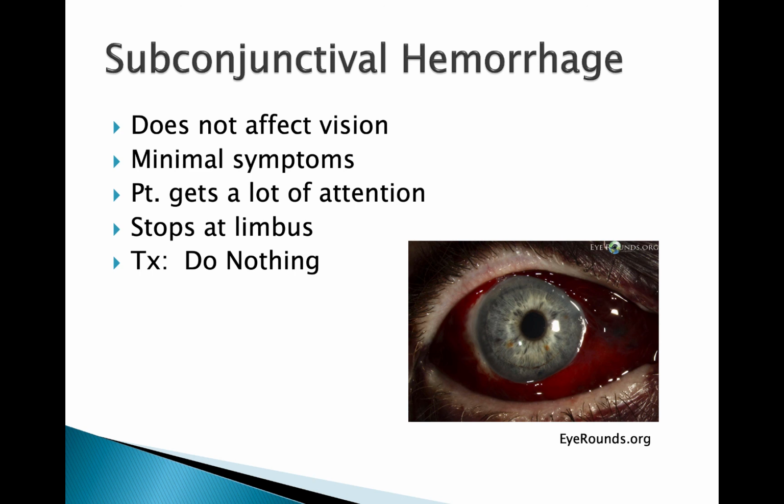The one thing I want to point out, and this is why I added this slide, is that you can see on a subconjunctival hemorrhage that the hemorrhage stops at the limbus. This edge right here is the limbus. And there's nothing to do for these. Unfortunately, people will freak out. You try to reassure them. It looks so awful, and you just have to continue to reassure.